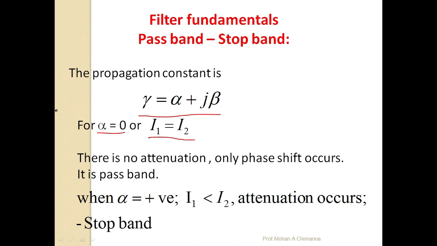If alpha is positive, again there are conditions. My dear students, you just remember these things to keep in mind. When alpha is positive, then I1 should be less than I2. If I2 is greater than I1, then attenuation occurs in the stop band. Attenuation occurs in the stop band.